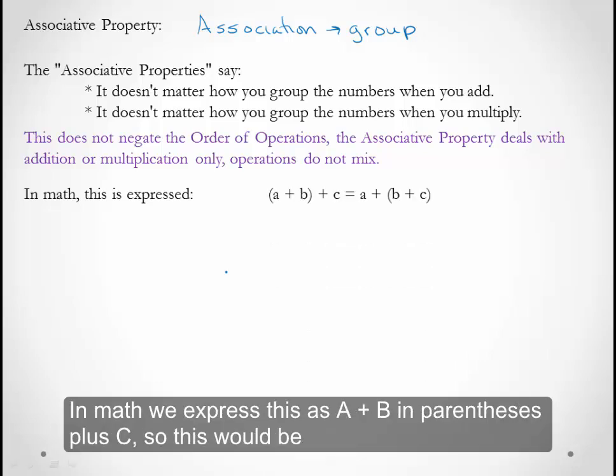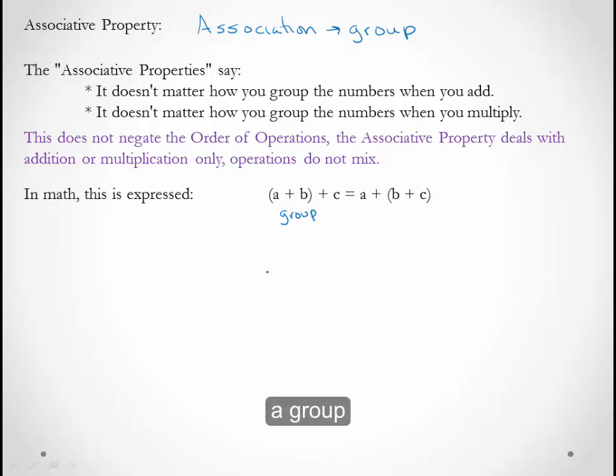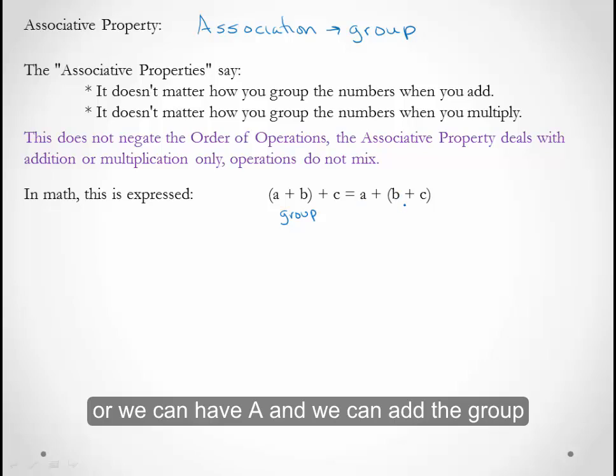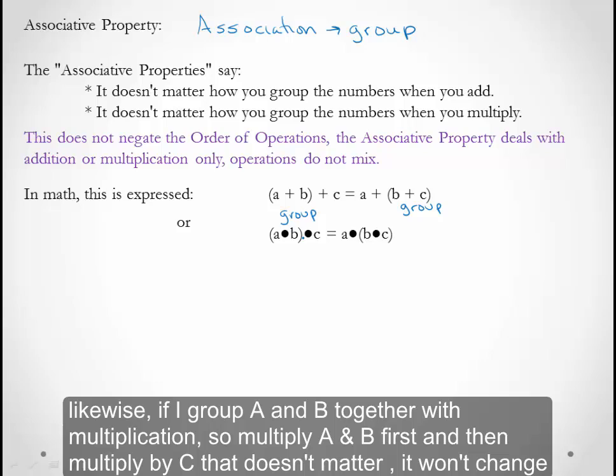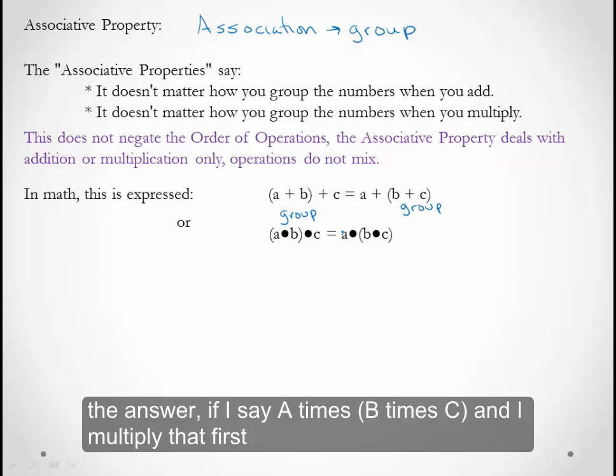In math, we express it as a plus b in parentheses plus c. So this would be a group. Or we can have a and we can add the group b plus c first. No matter how we do this, we're going to get the same answer. Likewise, if I group a and b together with multiplication, so I multiply a and b first and then multiply times c, that doesn't matter. It won't change the answer if I say a times b times c and I multiplied that first.